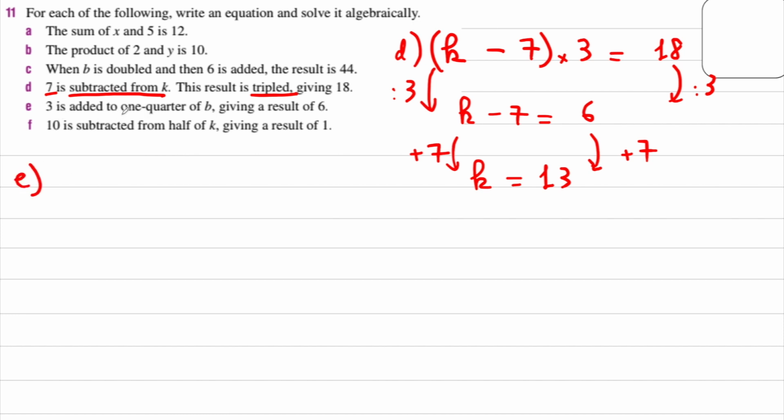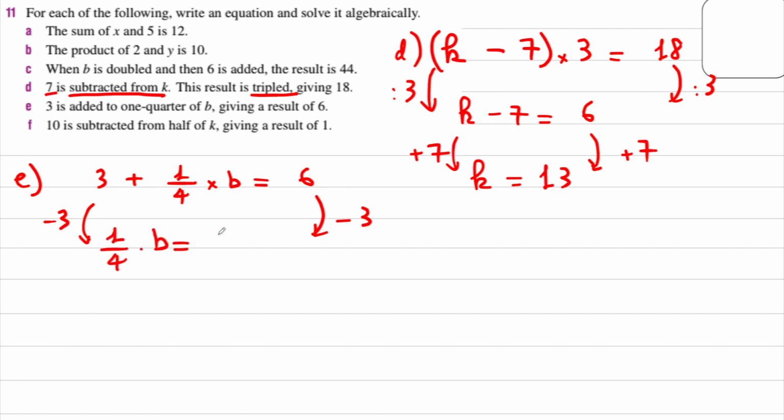Question E. 3 is added to 1/4 of B. Wow, this is a little difficult. 3 is added to 1/4 of B means 1/4 times B plus 3, giving the result of 6. So minus 3 on the left hand side and the right hand side, and after this you have 1/4 B equals 3. You need to make B standalone. We need to multiply by 4. After multiplying by 4, you get B, and multiplying 3 by 4 here, you get 12. Yeah, that's it. We finished question E.